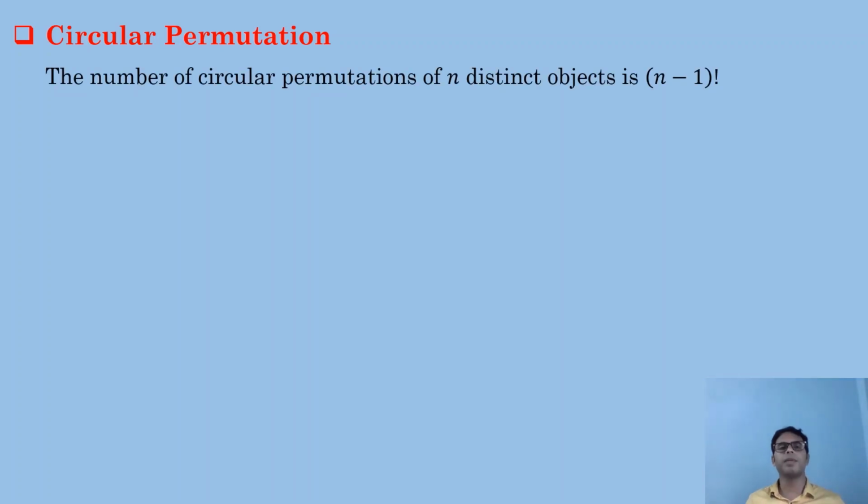The number of circular permutations of n different objects is factorial n minus 1. If you have n number of objects provided, then the total circular permutation that can be obtained from these n objects is factorial n minus 1.